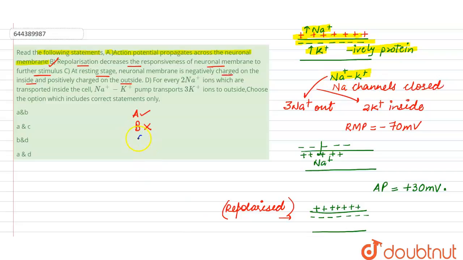So statement number C is also correct, while statement number D says that for every 2 sodium ions transported outside, there will be 3 potassium ions from outside to inside. This is a wrong statement. It should be that 3 sodium ions are transported from the exoplasm to the outside, whereas in exchange 2 potassium ions are transported into the exoplasm. So statement number D is also wrong.